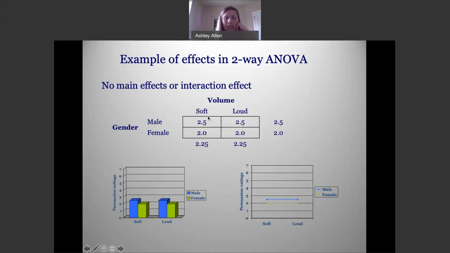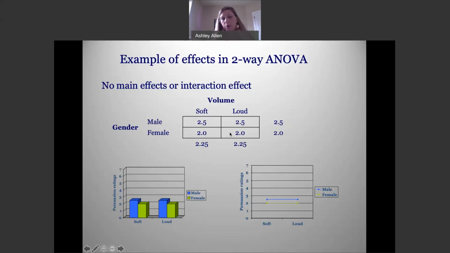Remember, our outcome is persuasiveness. So for the men who heard the commercials at a soft volume, they were persuaded at 2.5. For the men who heard the commercials at a loud volume, they were persuaded at a 2.5. For the women who heard the commercials at a soft volume, they were persuaded at 2.0. And for the women who heard the commercials at a loud volume, they were persuaded at 2.0.